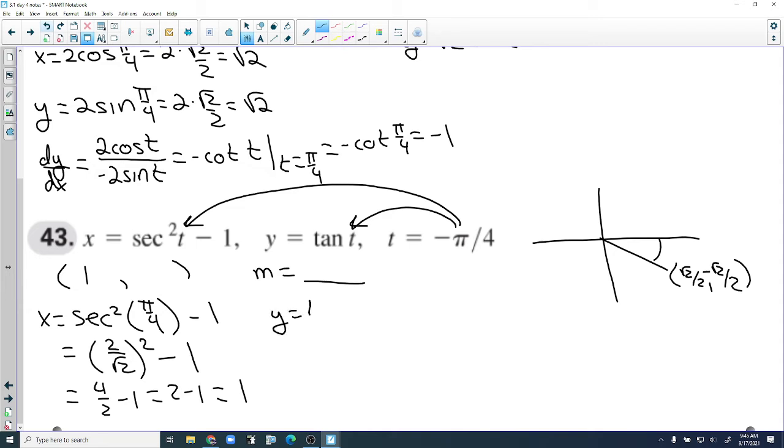Y equals tangent of negative pi over 4, which is equal to negative 1, because if you divide those, you get negative 1. All right, negative 1. Here's the new stuff.